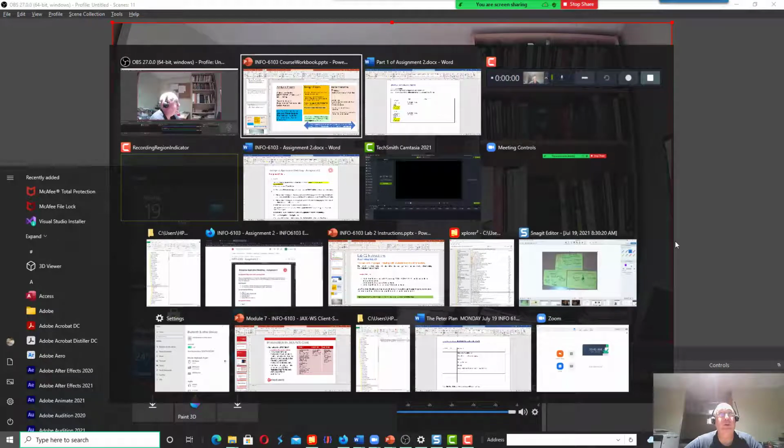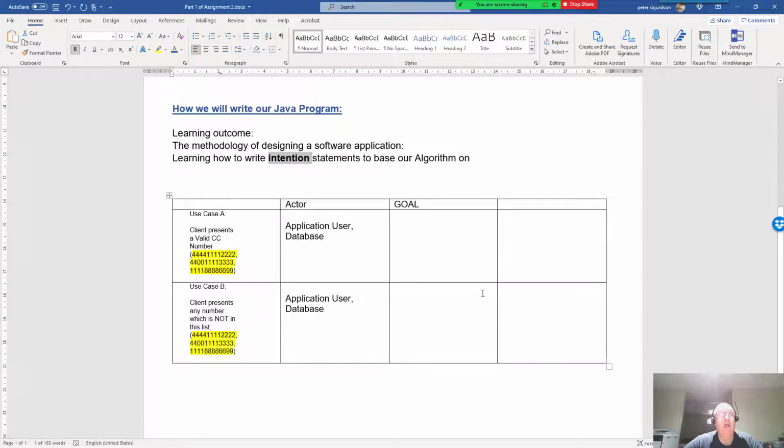So let's wrap it up. I don't think it'll take longer than that. So the goal is to validate, and in fact, in both cases, for both use cases, the goal is actually the same, right? Approve transaction if a valid credit card number is presented.